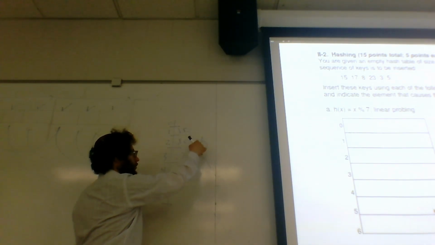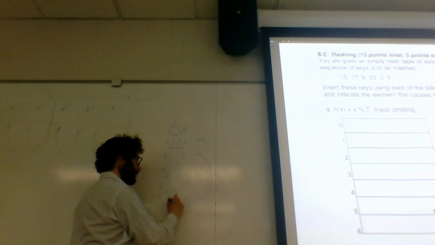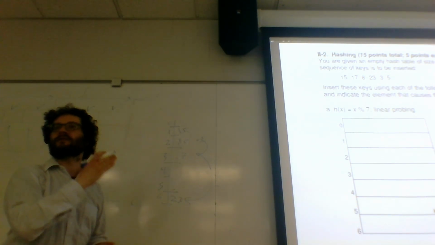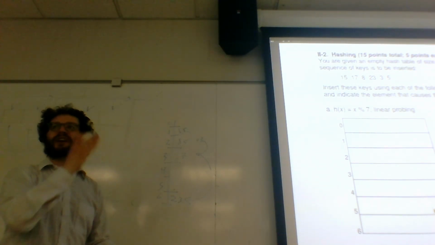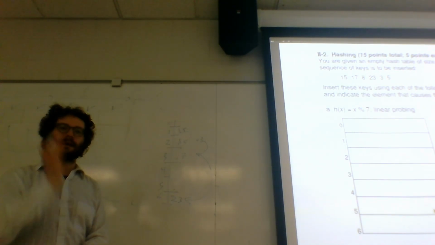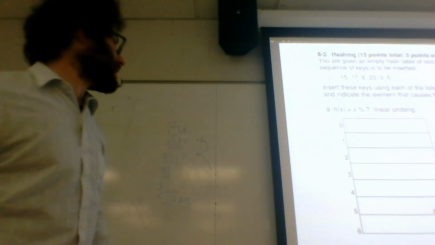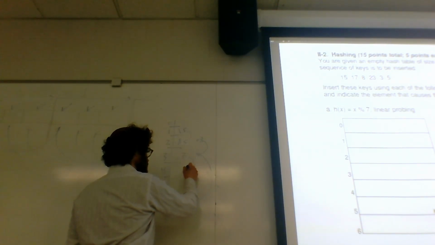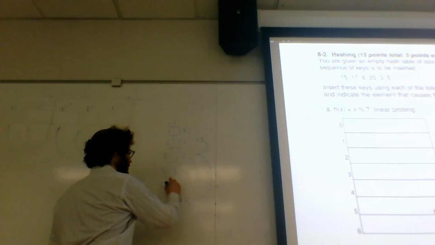So this was 1, 2, 3, 4. So now we put 23 over to here. Right? Because instead of checking 1 away, then 2 away, then 3 away, we're checking 1 away, 4 away, 9 away. Okay? And yes, you do wrap around if need be. Now we insert 3, which just goes in here. No problem. And then 5 doesn't have to move anything at all.